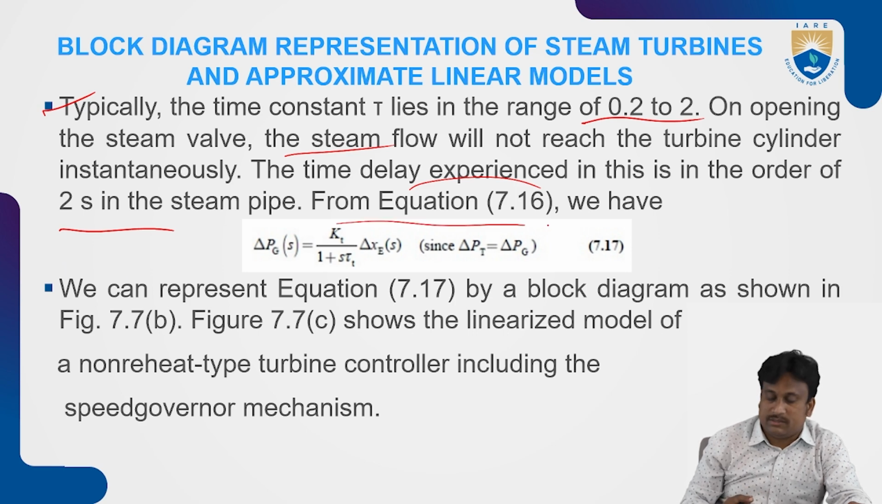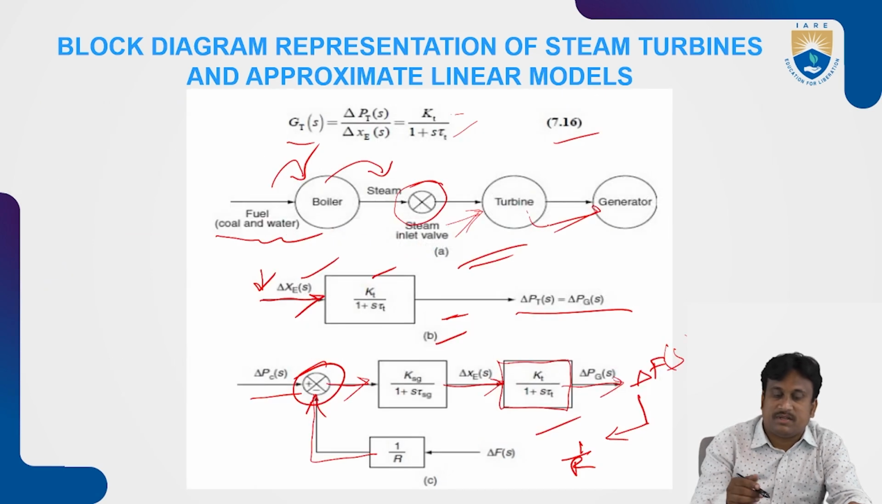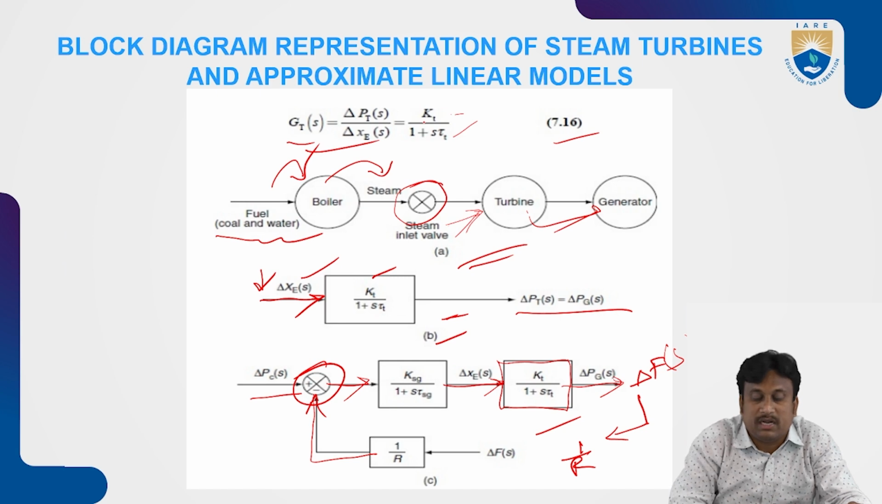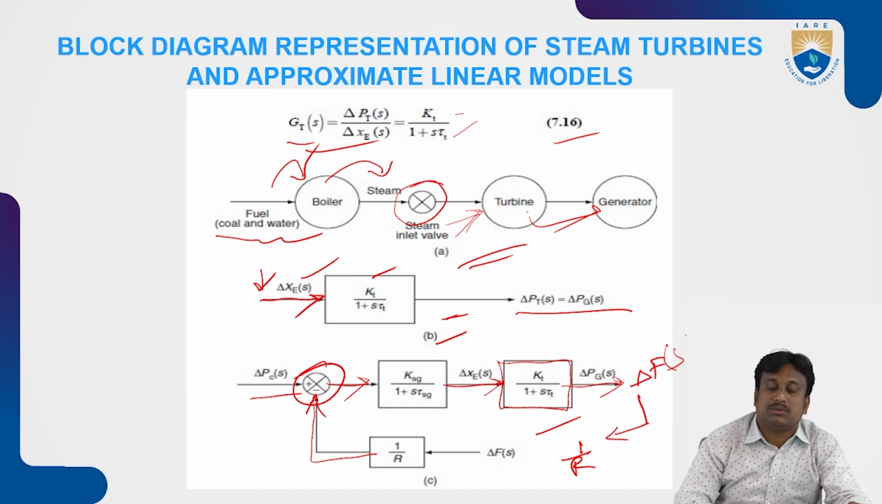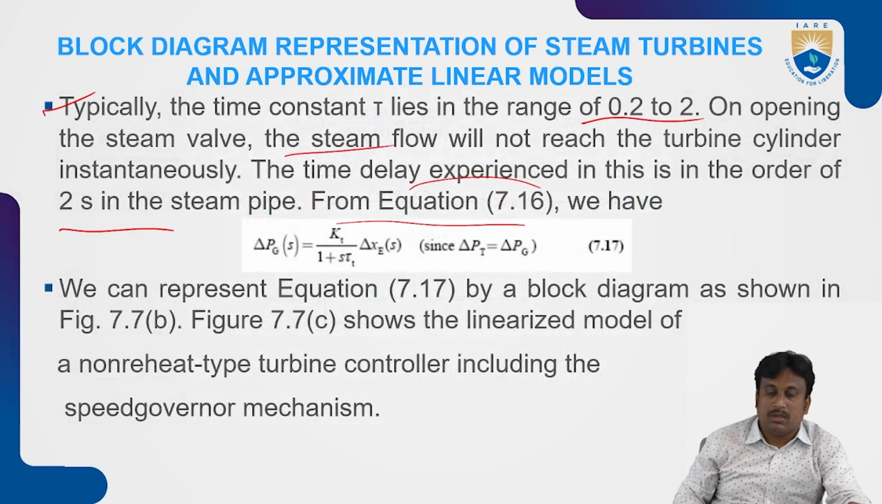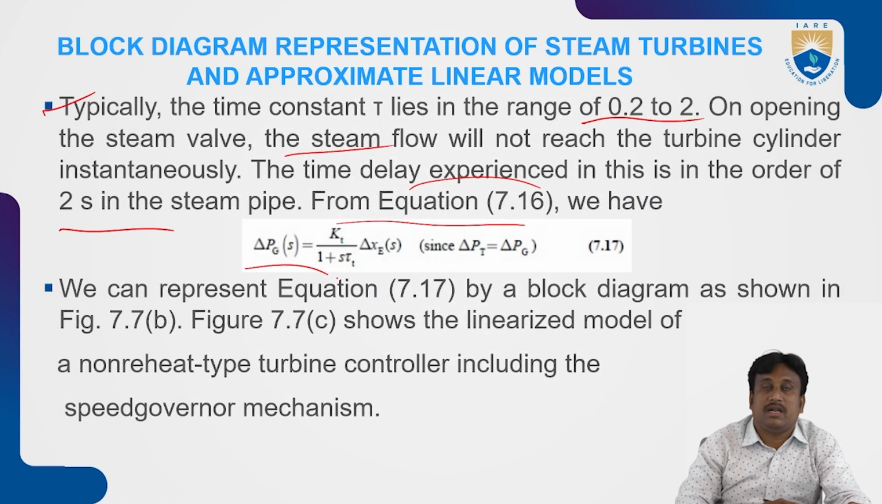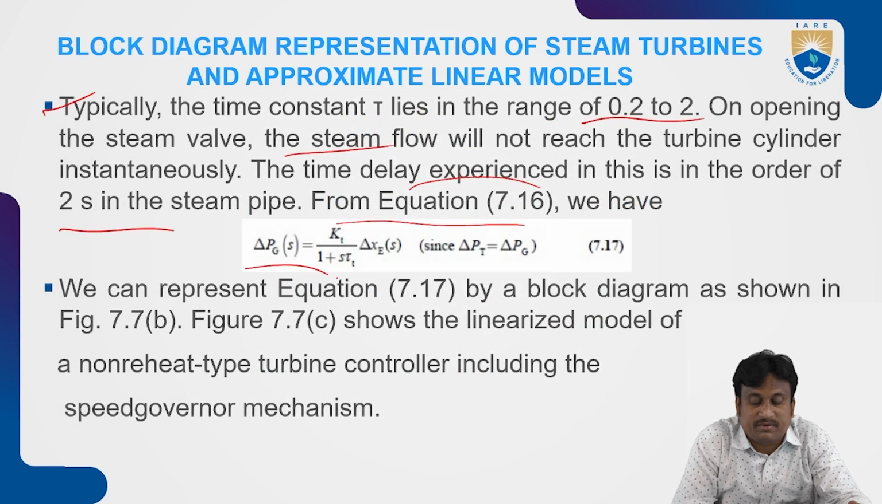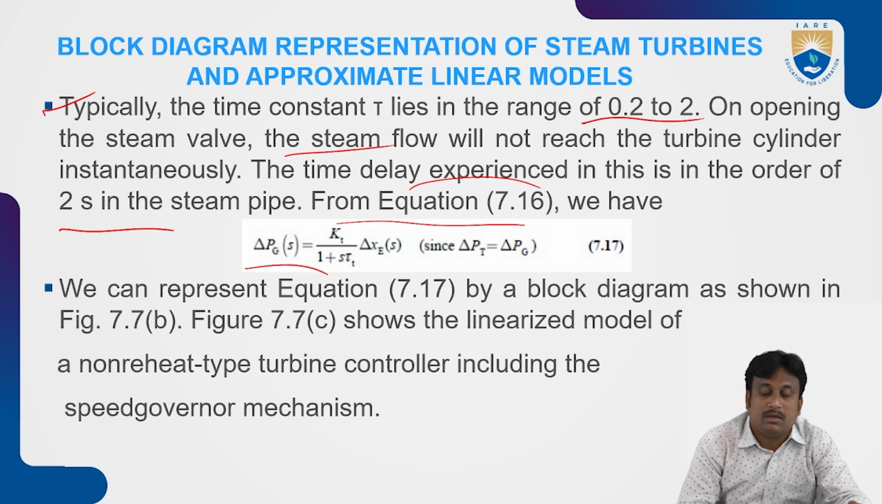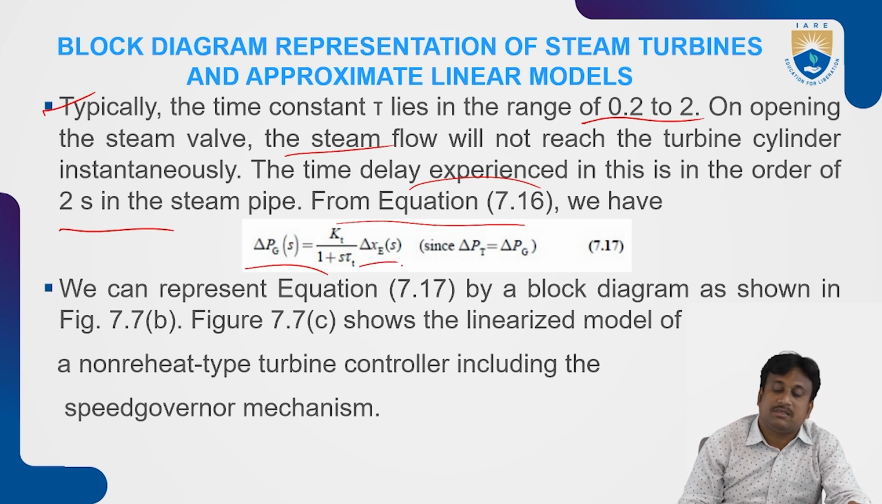So from the expression we consider, the first one Gt of S equals delta Pt of S by delta Xe of S, which is equal to Kt by 1 plus S tau. So here we have the condition delta Pg of S in terms of Kt by 1 plus S tau t with the product of delta Xe of S. Here we consider delta Pt equals delta Pg.